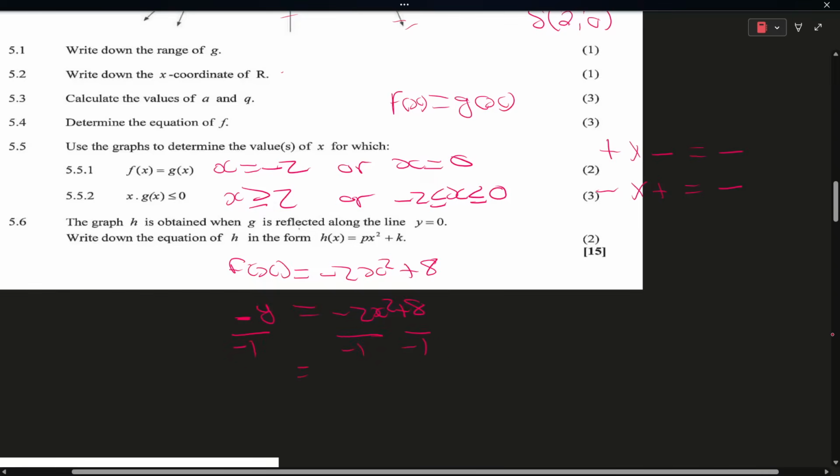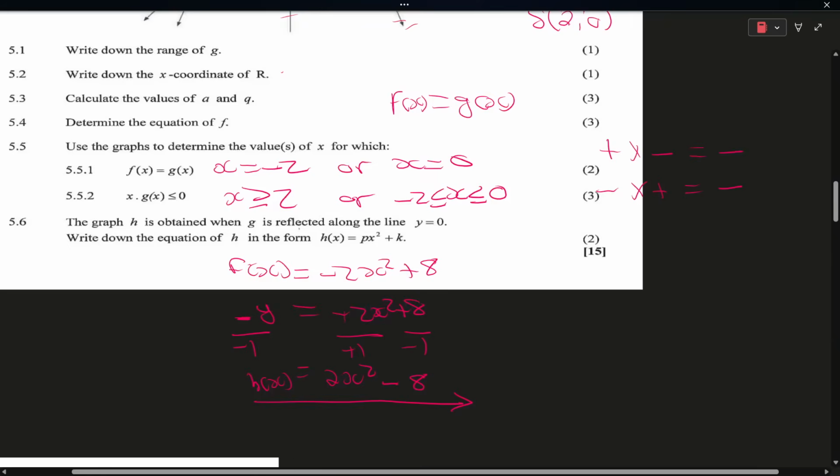So what will be my new equation? Negative will cancel negative. I will have 2x squared, and negative by positive is going to be -8. Then that is my new equation, which will be named h hat x, because they said the graph h hat is obtained. Okay, so that's how I do it.